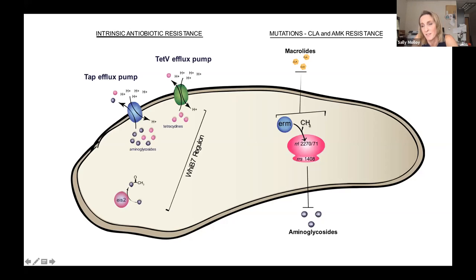Most of the time, extensively drug-resistant and totally drug-resistant isolates can be explained by acquired resistance, and that's where there's a mutation, for example, in the ribosomal RNA that prevents drugs like macrolides and aminoglycosides from binding the target and being effective. But not all extensively resistant isolates have these mutations. What all of the drug-resistant isolates share is high expression of this conserved mycobacterial transcriptional regulator called YB7. And YB7 positively regulates a large regulon of genes in M. abscessus, many of which contribute to intrinsic resistance.